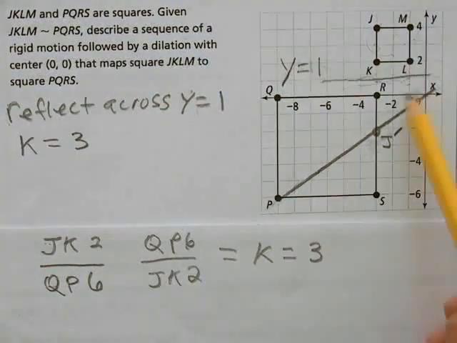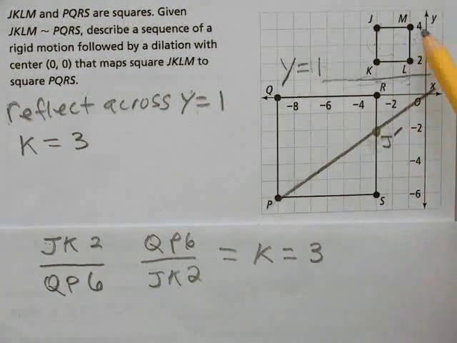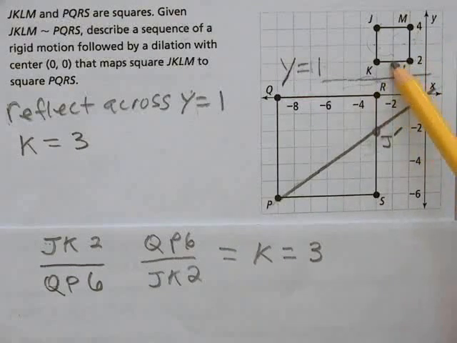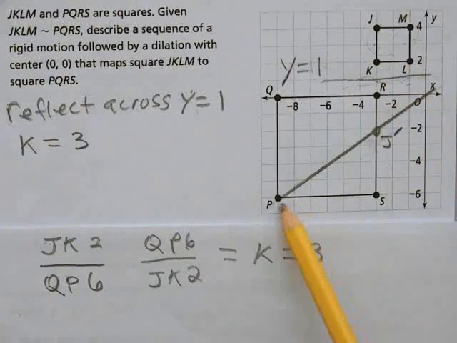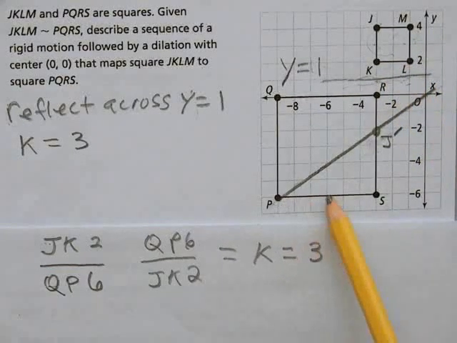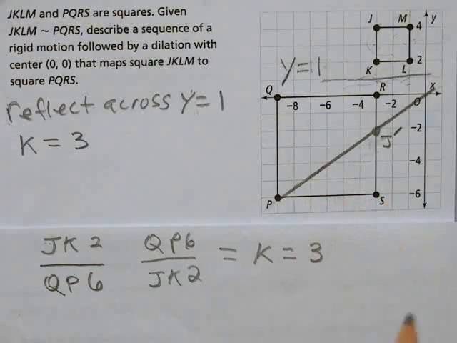All right, and we can check that. Why don't we try another side? Why don't we try KL? That's 2 units, then this should be 6 units. 1, 2, 3, 4, 5, 6 units. And I am confident that that is correct. So what is the series of motions I would use? A rigid motion would be a reflection across the line y equals 1, and then a dilation with a scale factor of 3.